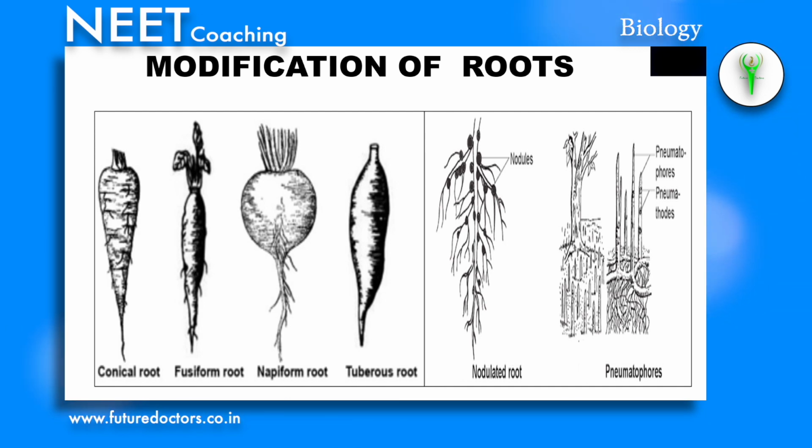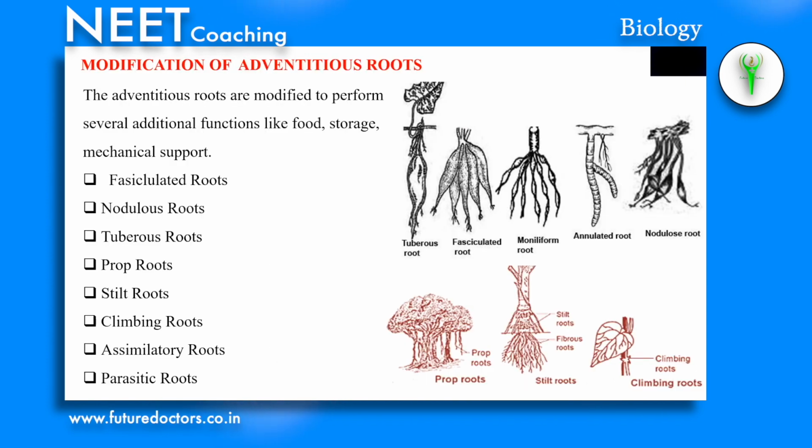And the next is pneumatophores. These are special roots that develop in mangrove plants. The respiratory roots grow vertically upwards and are negatively geotropic. Modifications of adventitious roots. The adventitious roots are modified to perform additional functions like food storage and mechanical support.